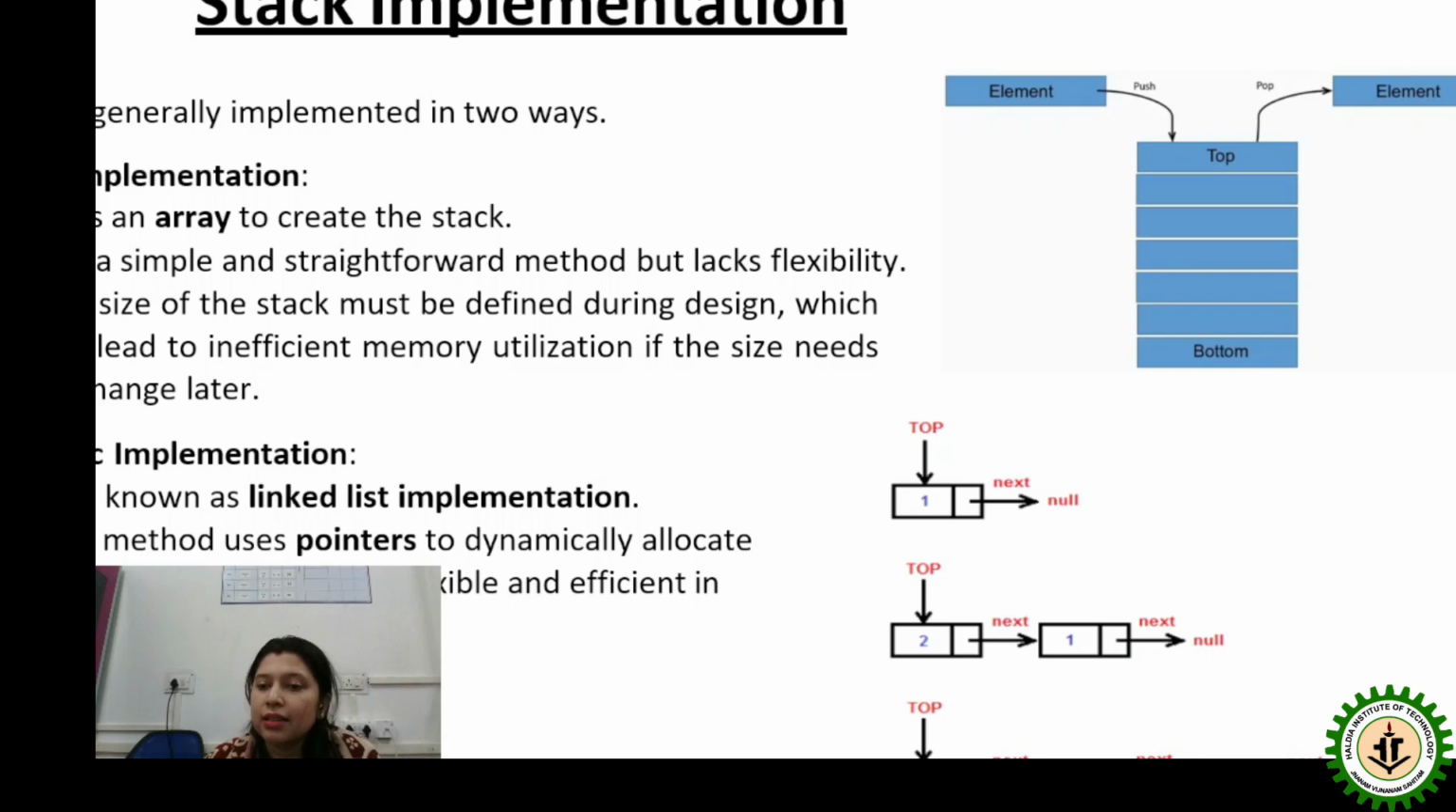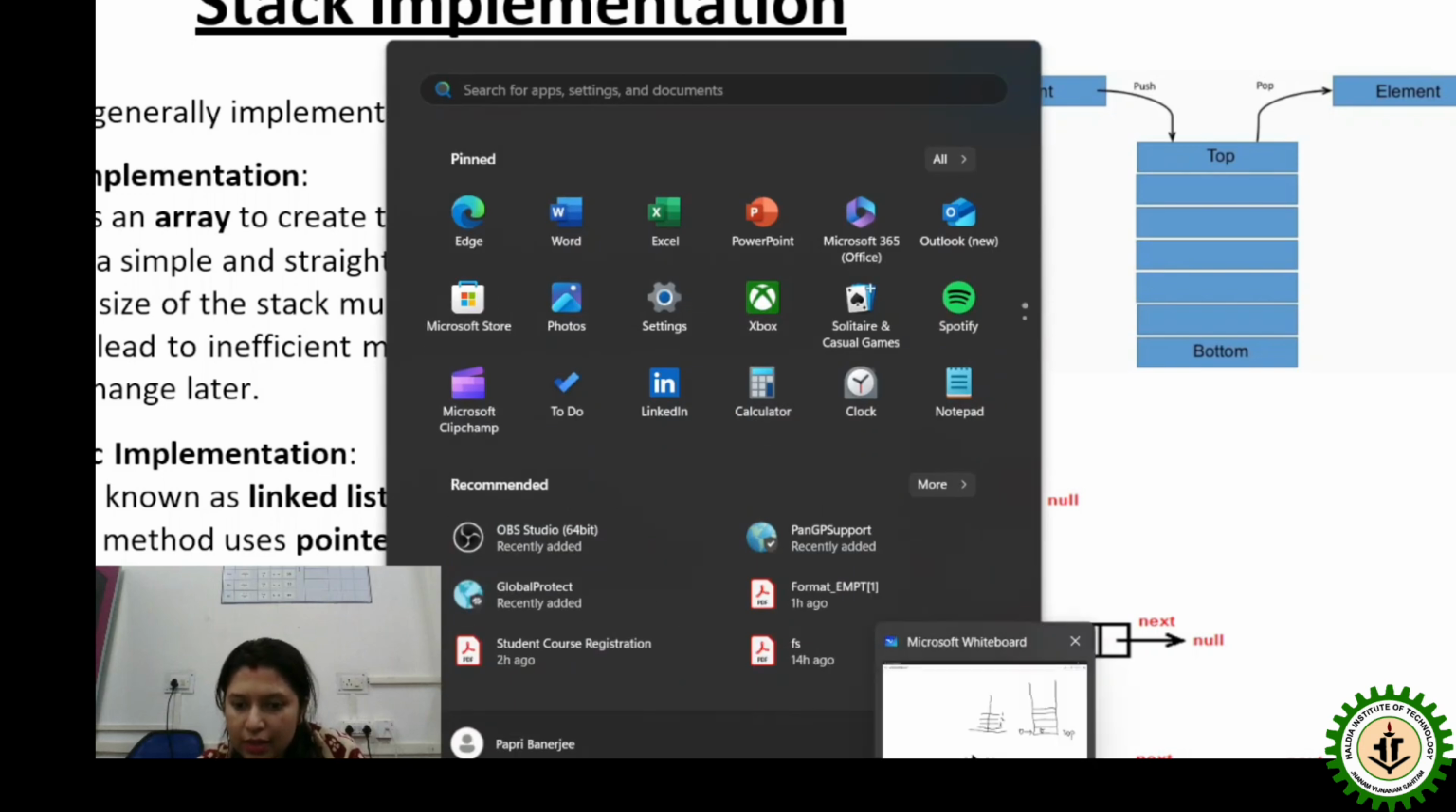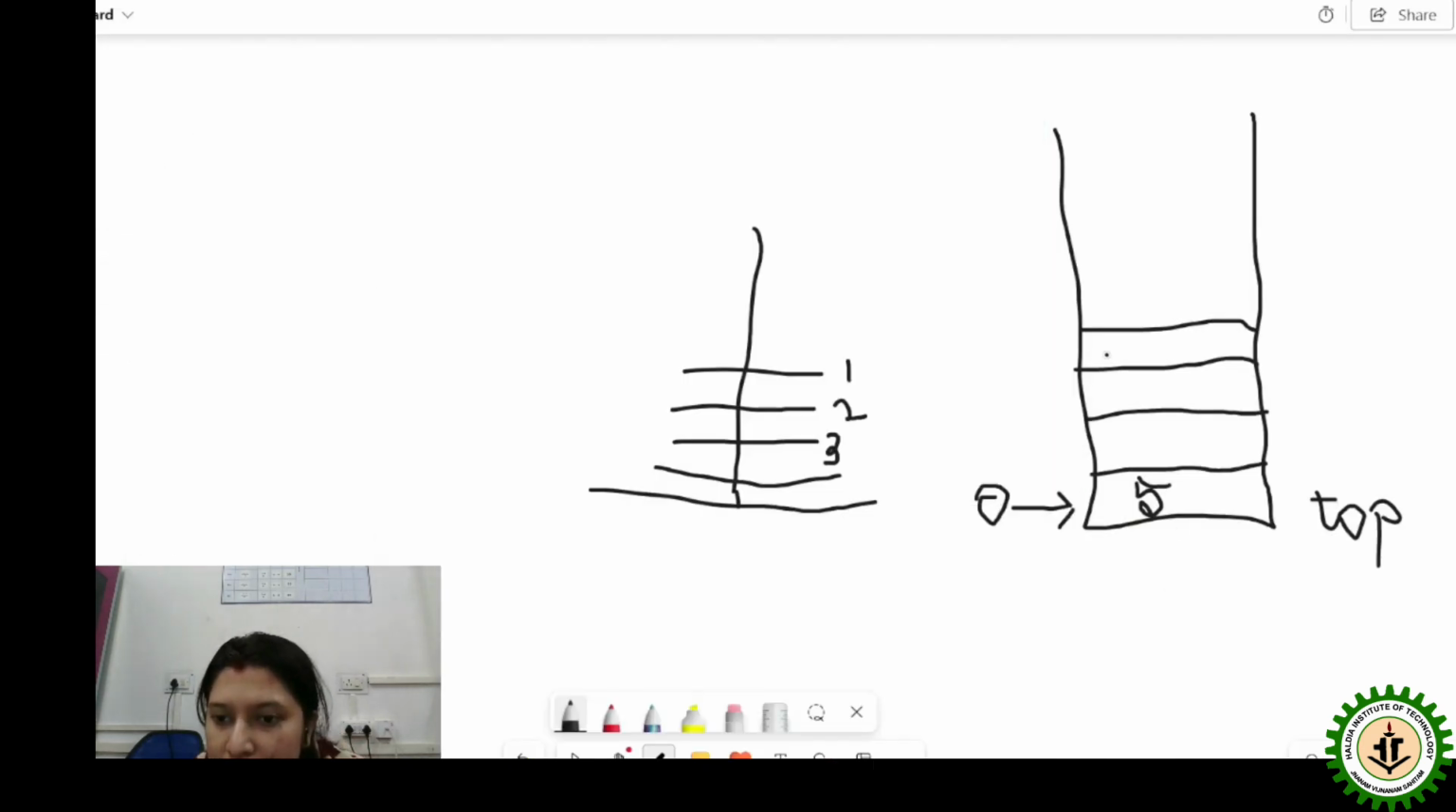Okay, like here, 1 2 3 4. The size of the stack is 4. So this is the 0th location, 1 2 3. That means we can store 4 elements in the stack.